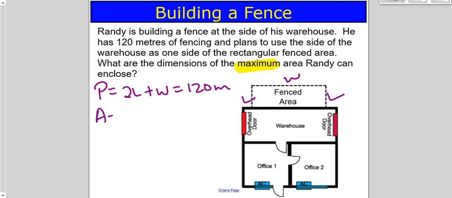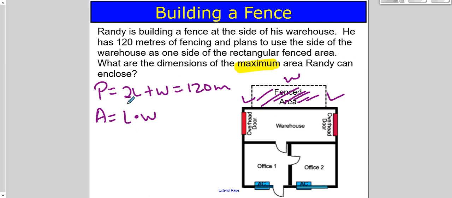And then my area is all this inside. That's what I want, a maximum area. And I know my formula for area of a rectangle is length times width. So this length times width is the formula that I want to use to help me figure out my maximum area. But notice I have 2 different variables. So 2 different variables are of no help to me. I need just one variable.